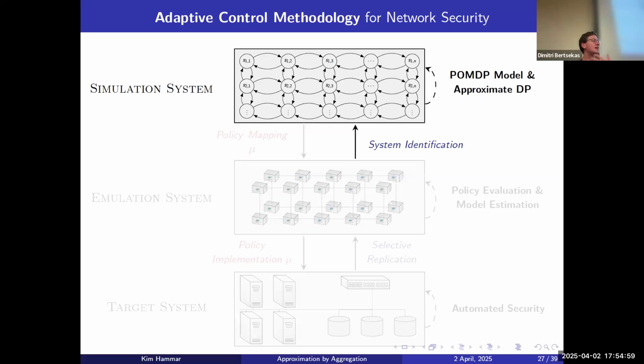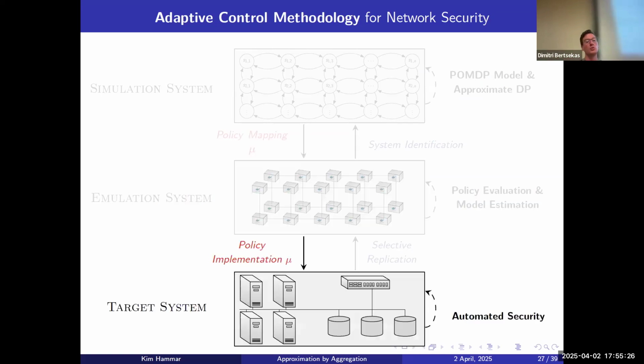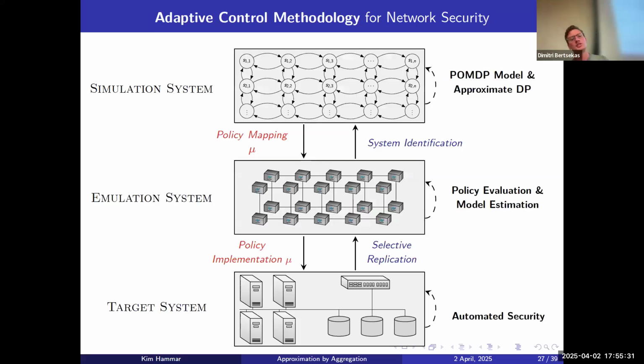And given that model, we can then apply dynamic programming techniques to approximate a near optimal security policy for the problem. And then we take that policy and we experimentally validate it on this emulation system to basically make sure that it satisfies safety properties and that we trust it for operational deployment. And if that validation is deemed successful, we can also implement it on the target system. So this is a very general methodology that can be instantiated in a broad variety of ways. And I will just focus now on a particular instantiation related to aggregation.